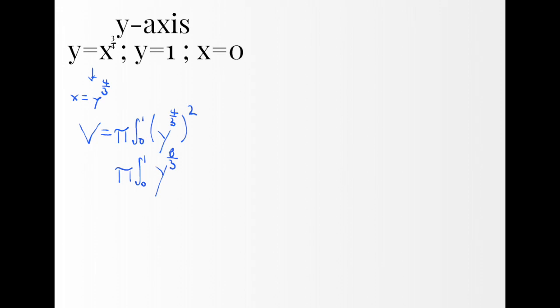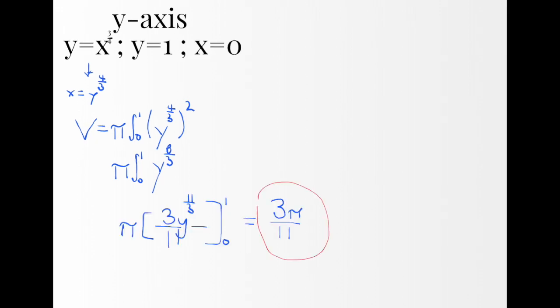Once we do that, we get y to the 8 over 3. Then we can integrate that and multiply by pi. Plugging 1 into the equation and multiplying by pi gives us 3 pi over 11.